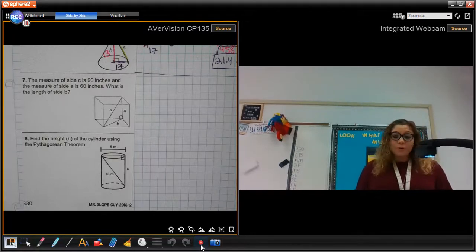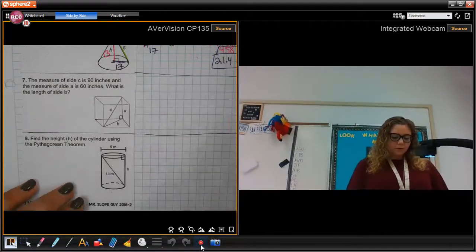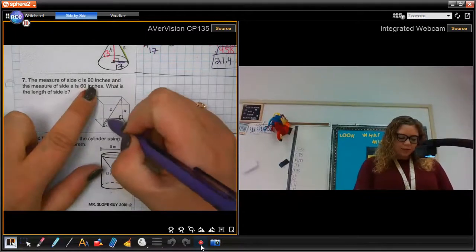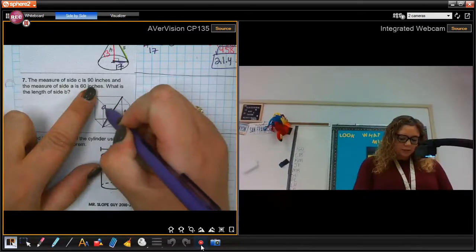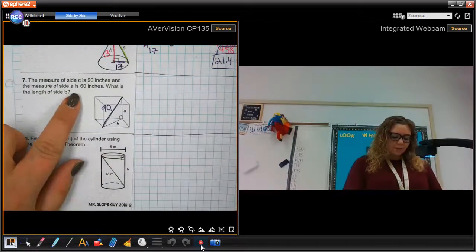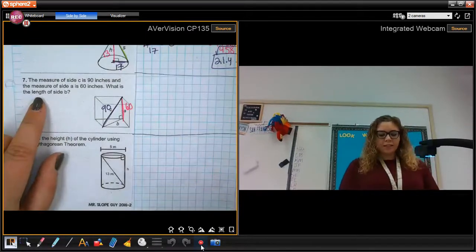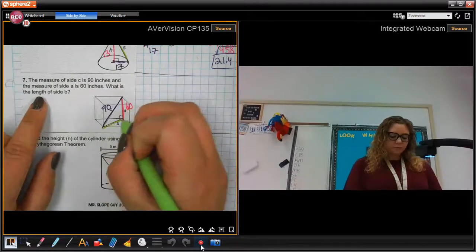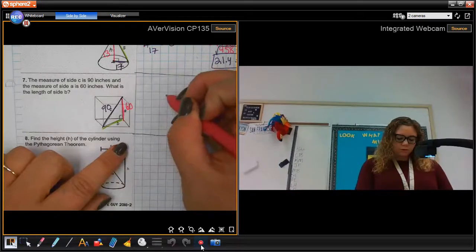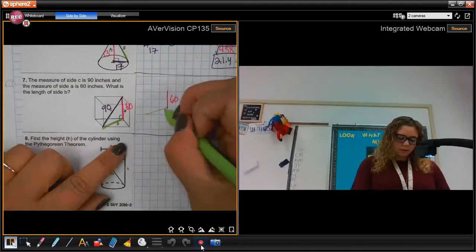Okay. Welcome back. Okay, let's look at number 7. The measure of side C is 90 inches. So this side right here is 90. Okay, and the measure of side A is 60. What is the length of side B? Okay. So I'm going to come over here and I'm going to just redraw it the best I can.